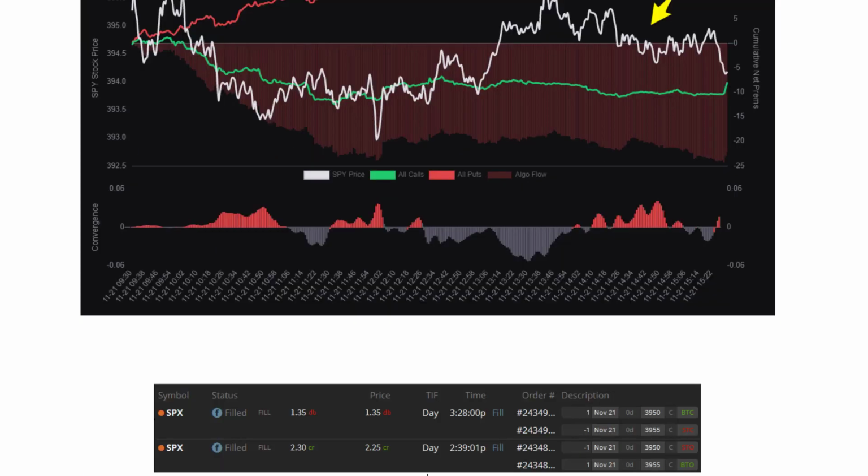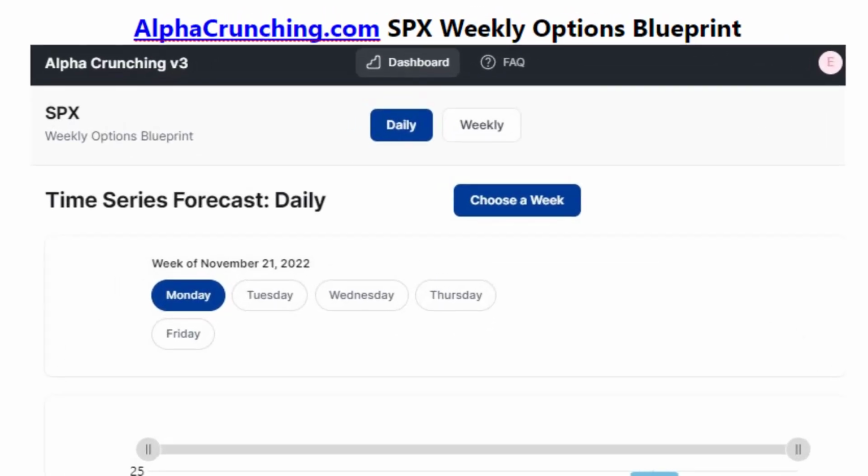I ended up selling an at the money call credit spread on SPX at 2:39 p.m. I was able to get $230 for credit, and I was able to buy it back in less than an hour for $135, letting me pocket the difference. Adding the SPX weekly option blueprint from alphacrunching.com with your preferred method of chart confirmation can help you stay on the right side of the market so you can make high probability trades like this one.